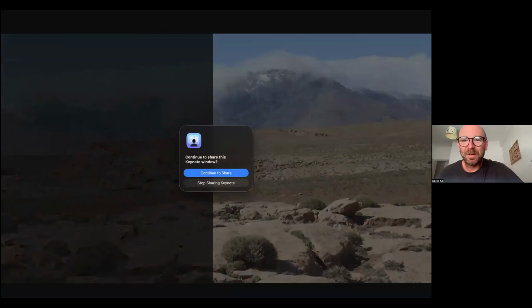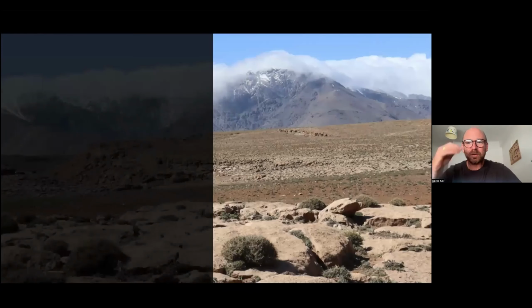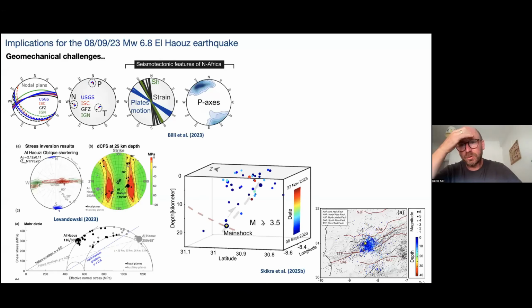Thanks, nice talk. Are there any constraints from InSAR on the kind of deformation pattern and potential geometry of the fault plane from the El Haouz earthquake?